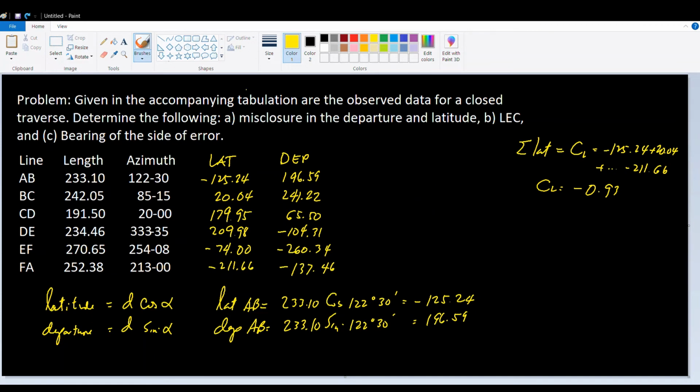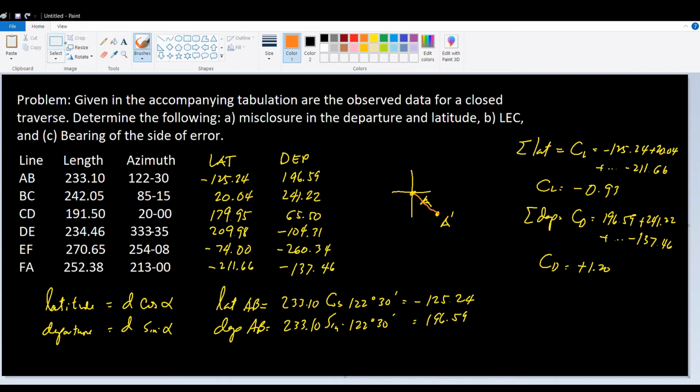How about for the summation of the departures? The summation of the departures, CD, is 196.59 plus 241.22 plus and so on and so forth up to negative 137.46, and CD must equal positive 1.20. So there are more east departures than west departures. The initial point is at A, and the traverse ended up at a point lower than A and to the right of A, somewhere here, at A prime. So here is our linear error of closure.